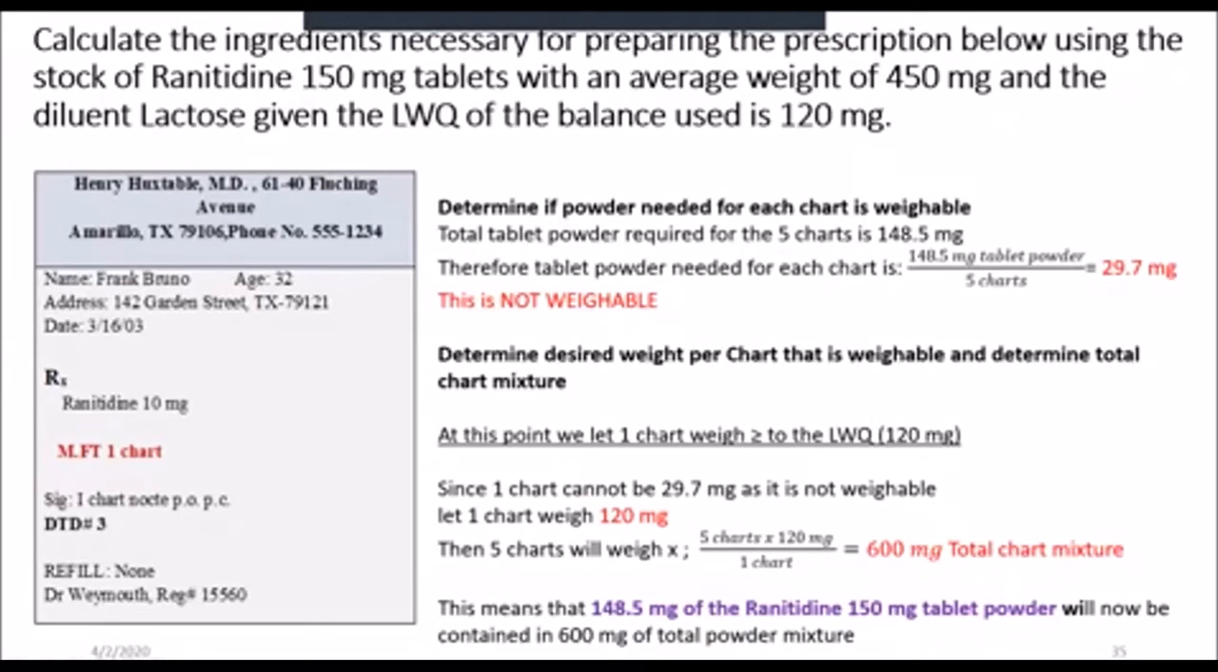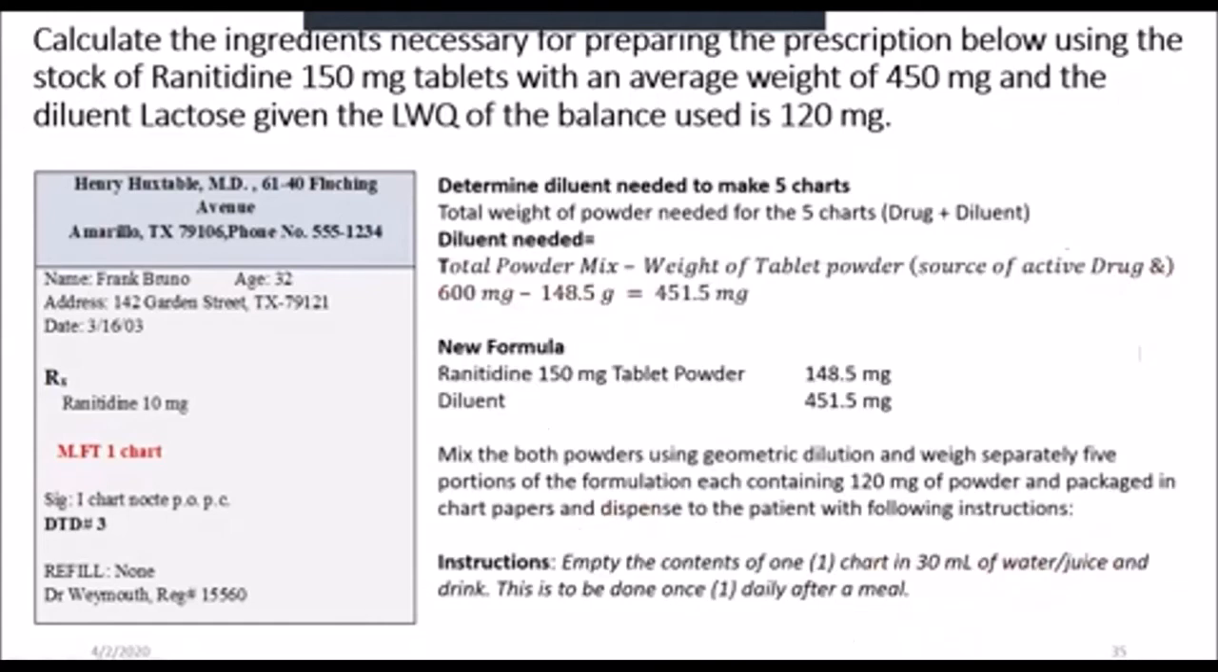This means that I'm going to be mixing 148.5 milligrams of crushed 150 milligram tablet powder and combine it with a certain amount of diluent to give me 600 milligrams of total powder mixture. Therefore, that diluent that we are going to add to that 148.5 milligrams is going to be 451.5 milligrams. So we are going to combine 2 powders.